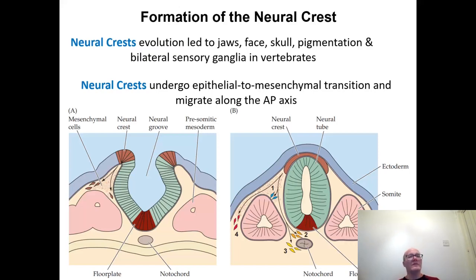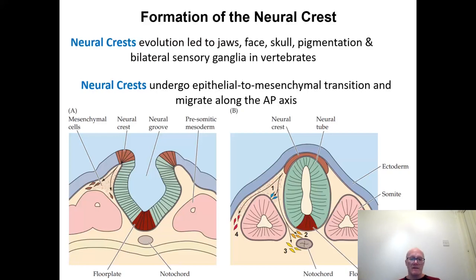Now, from the point of view of evolution, the appearance during evolutionary time of neural crest is extremely important, because the appearance of neural crest during development permitted later on the evolution of important features like jaw formation and face and skull, as well as pigmentation and the development of the bilateral sensing ganglia in vertebrates. So from the evolutionary point of view, neural crests are fundamental.